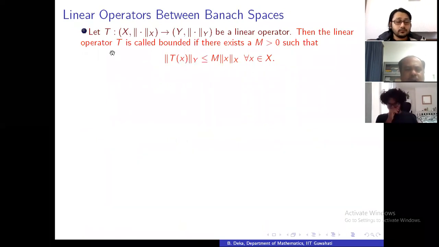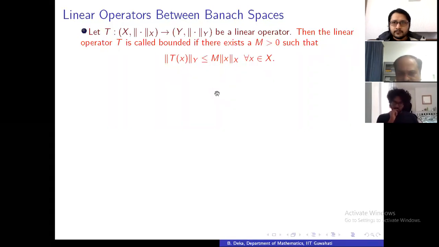So in other words, if T can send a bounded set to a bounded subset of Y, then you call it a bounded operator. And this condition precisely tells you that if the norm of x is bounded, then T of x will also be bounded. So it's sending a bounded set to another bounded set.